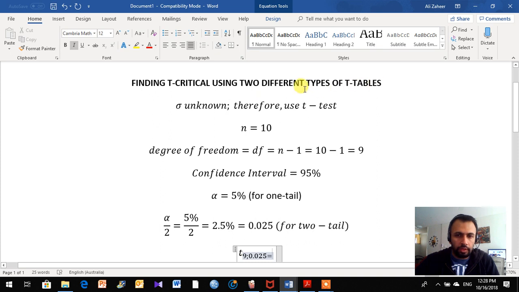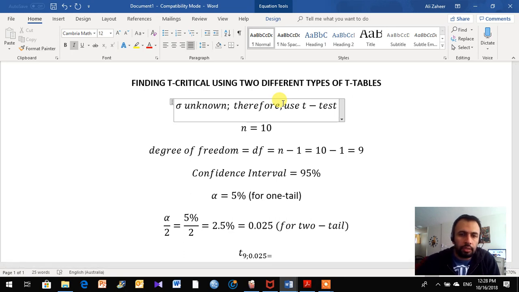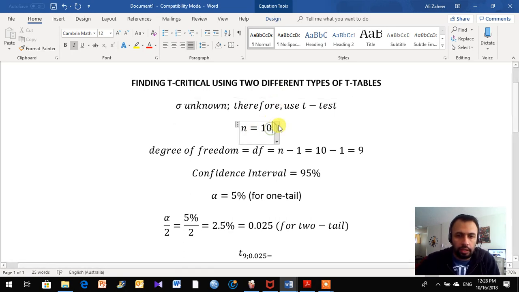So two different types of tables we'll work on. For the t-test, because we know the sigma is unknown, that's why we are using the t-test. And let's suppose the number of observations were 10 and the degree of freedom, which is equal to df, which is further equal to n minus 1, will be equal to 10 minus 1, which is equal to 9.